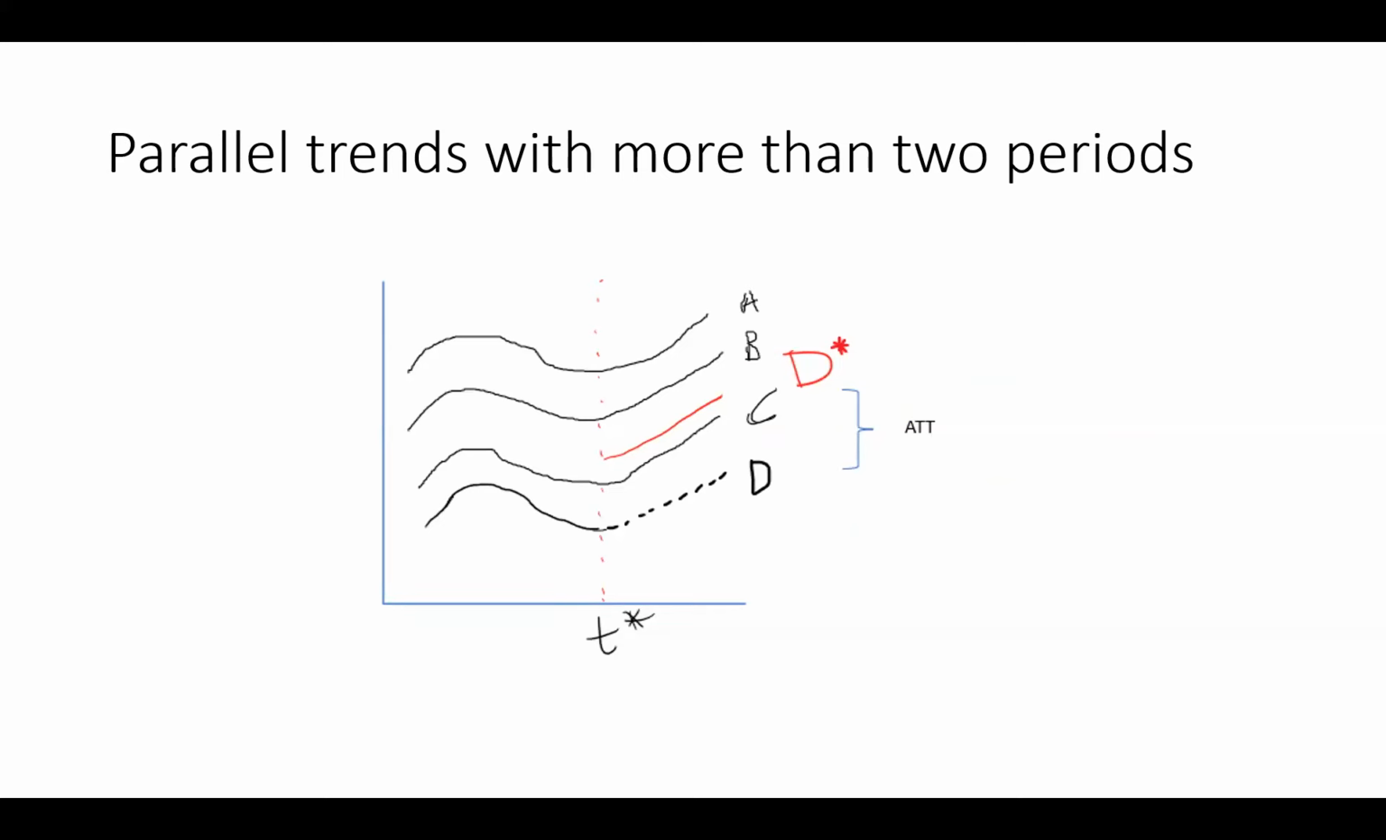So suppose that these A, B, and C units are your control units. They all have this similar trend that goes like this. And then there's a treatment at this time T star. And then here, D, this is the treated group. D at T star gets some treatment, and its outcomes shift up by this to the red line. But the counterfactual is assumed to be this dashed line, still parallel with all the other units. And so this difference, which is the same as this difference, is the ATT.